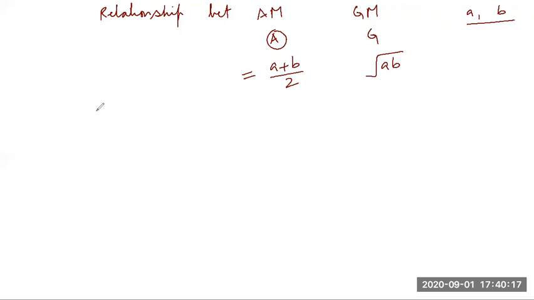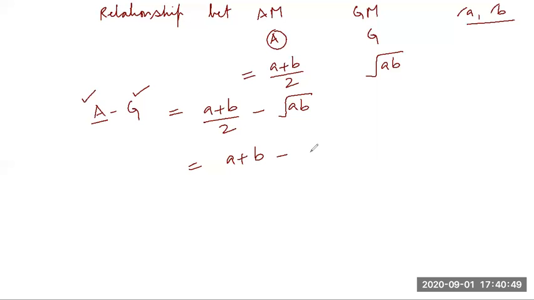So guys, what will be A minus G? That is, arithmetic mean minus geometric mean is equal to, what's the value for A? A plus B by 2 minus, what's the value for G? G is AB under root. All right. So we're not taking negative, otherwise this will become positive. Just take AB under root. All right. Because we believe A and B are positive real numbers. So this is equal to A plus B minus 2 AB under root, all over 2. Am I right?